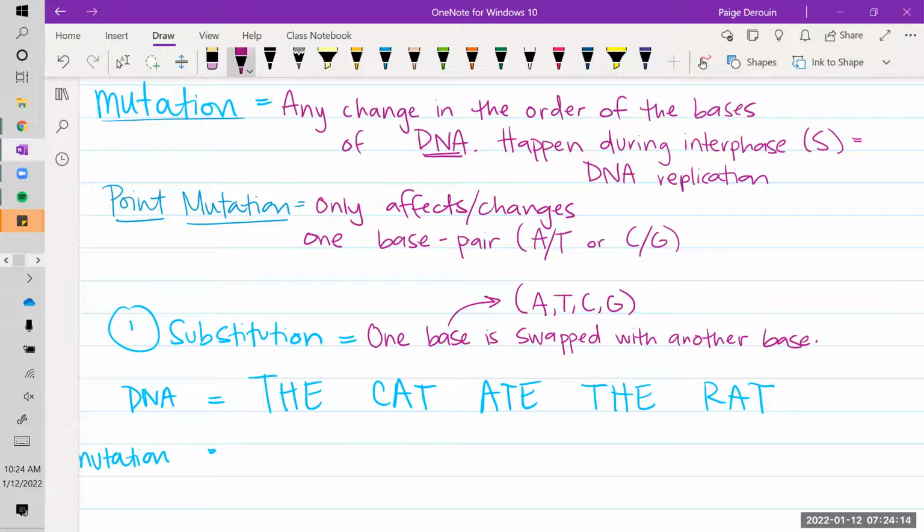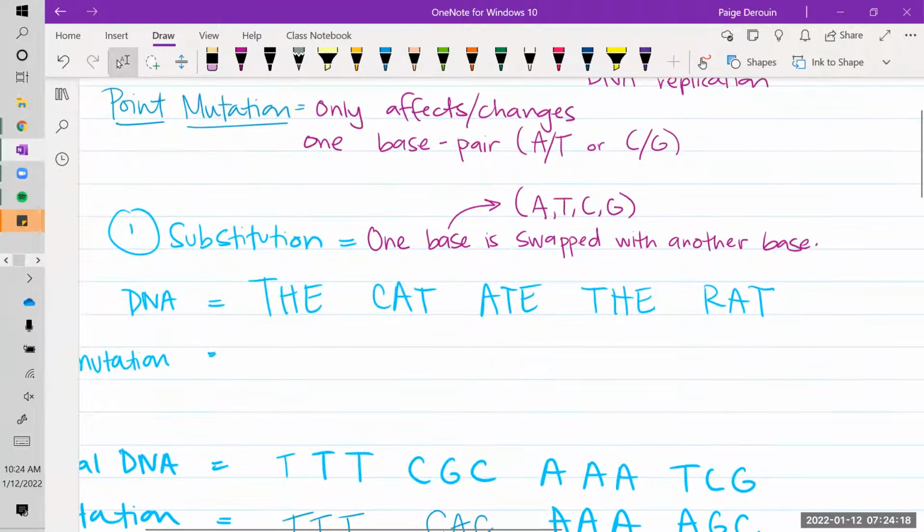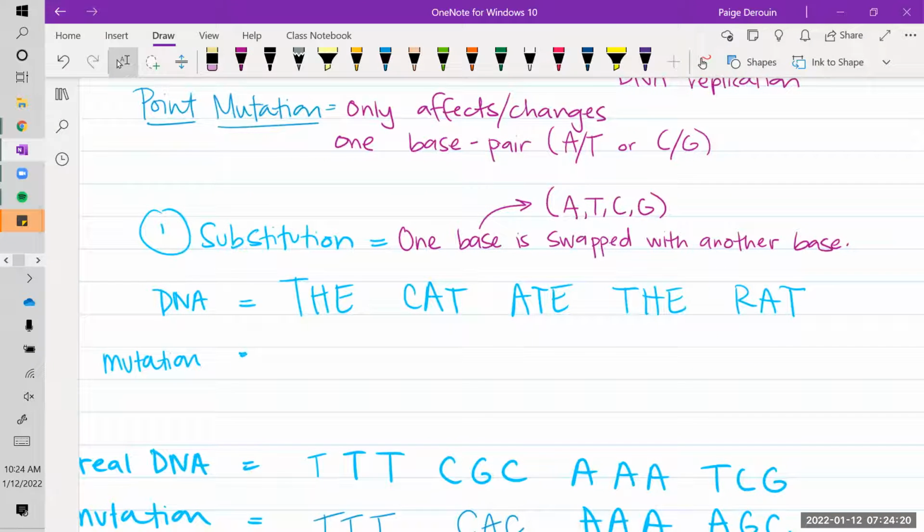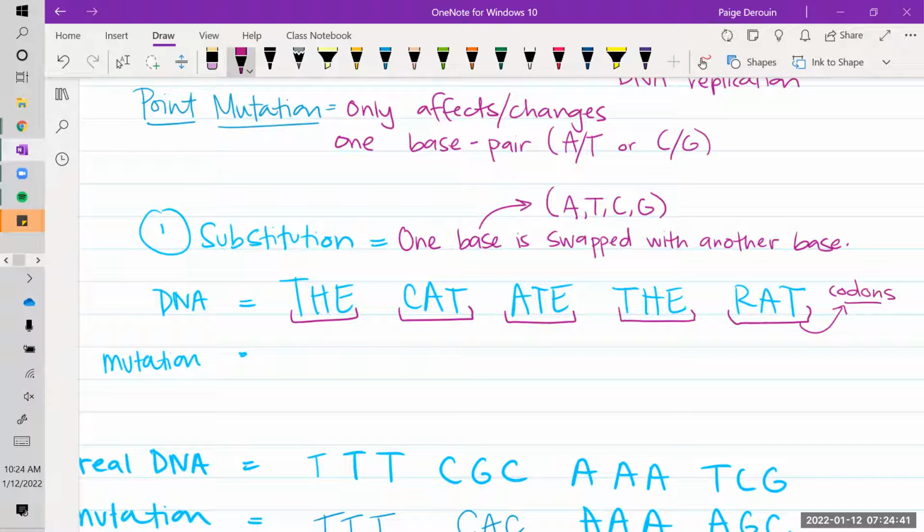So for this, I'm going to do an example before we do some real DNA that actually is words. And they're 3-letter words because why? What do you think? Because how many letters are in a codon? 3. So these represent codons. So this is a codon, this is a codon, this is a codon, and same with these two. All of these are codons. Okay.